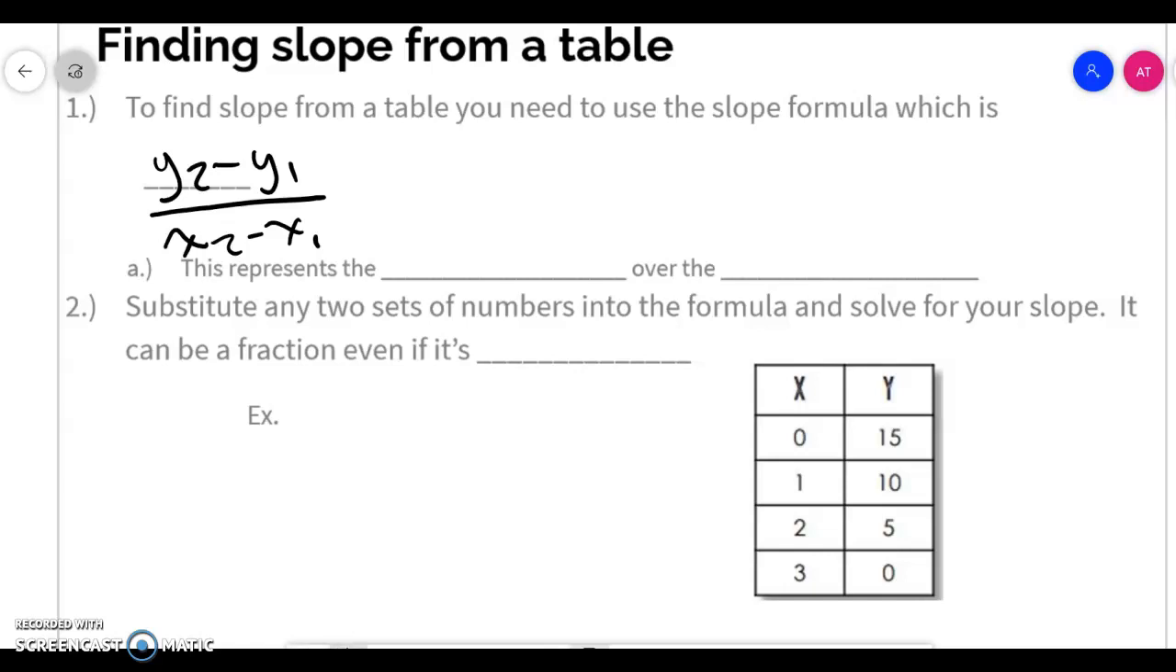Remember, it's represented by the change in y over the change in x. So the difference between the y's and the differences between the x's. Remember, it's always y over x. So when we are substituting in two sets of points into the formula and solving for slope, it's okay if the fraction is improper. Sometimes it won't be a nice even number, sometimes it will be.